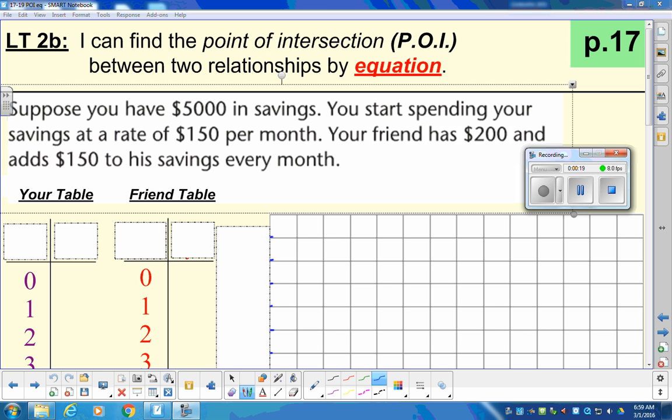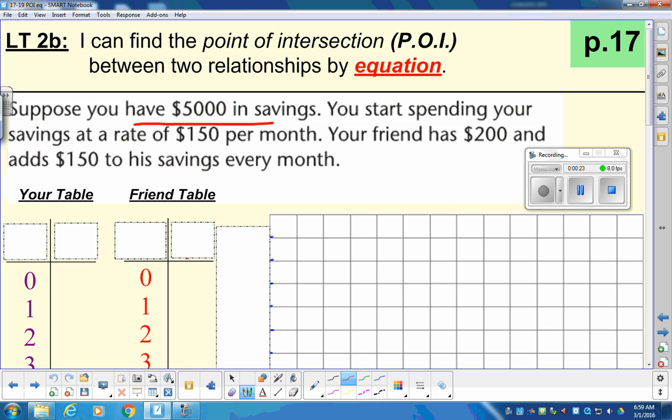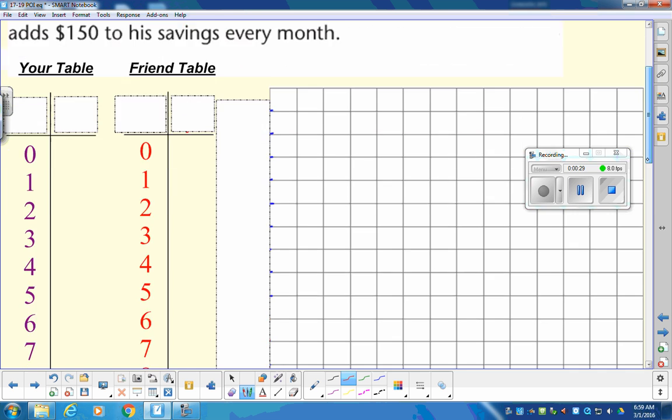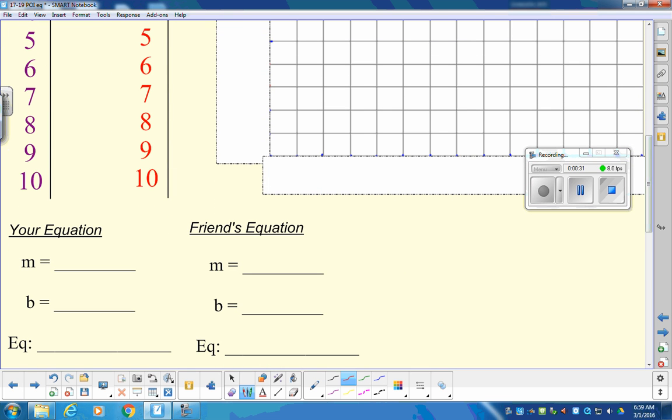Suppose you have $5,000 in your savings account. So $5,000 already in your savings. That's a beginning amount, the B. That's what you start with. So let's go in and go down and fill that information in right away. Your equation, you have $5,000 at the beginning in your savings account.